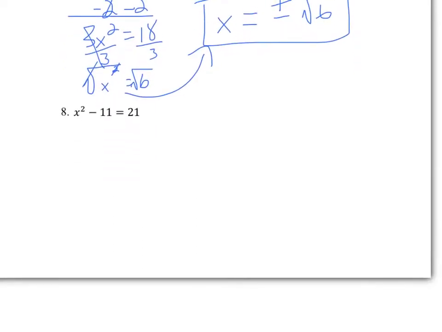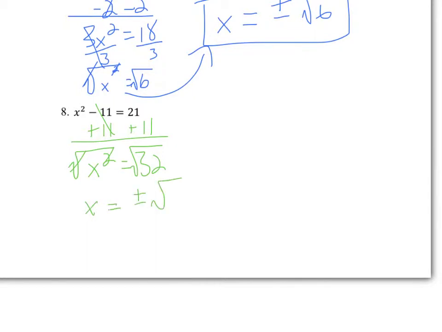One last example for those types of problems. We're going to get x by itself again in number 8 here, so we have to add the 11 to both sides, and we'll have x squared equals 32. Take the square root of both sides. Those cancel out, and we've got x equals plus or minus square root of 32.